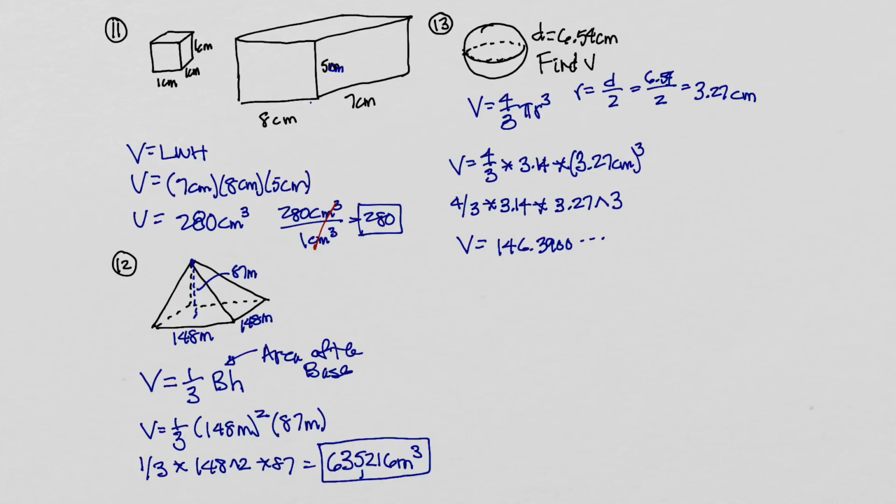But what we're asked to do is just write it as an integer or a decimal, but round to the 100th. Well, the 100th is right out here. The number to the right is a 0, so I'm just going to leave it as a 39. So let's write our volume then as 146.39 cubic centimeters.